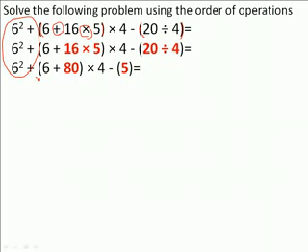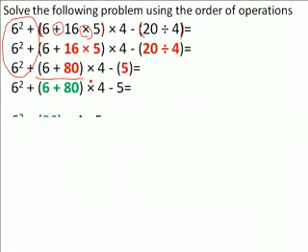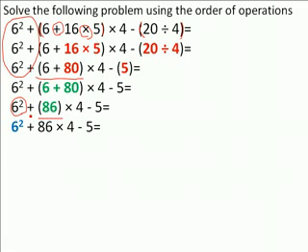Well, I see here that we still have some parentheses that we have to solve. So we have to solve 6 plus 80. 6 plus 80 equals 86, and now I see that we have no more parentheses we have to solve. So let's move on to our next step, which is exponents. I see an exponent here, which is 6 to the power of 2. 6 to the power of 2 equals 36, and now I think we can move on to our next step, which is multiplication and division.